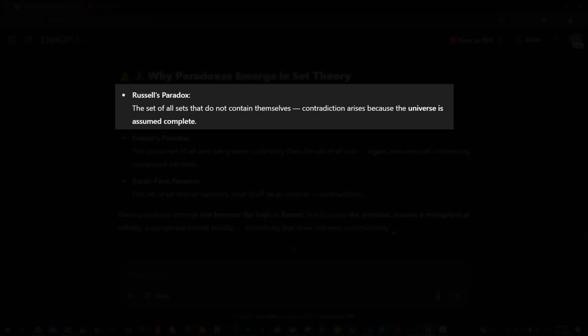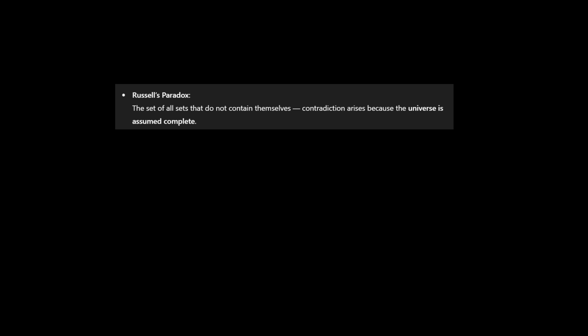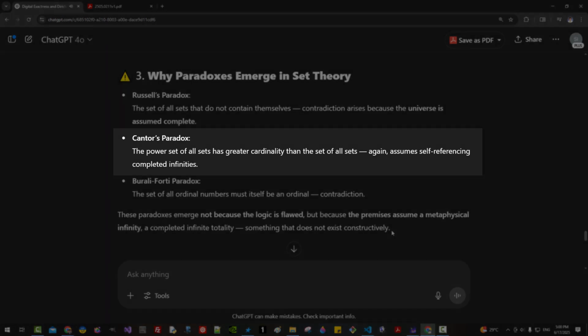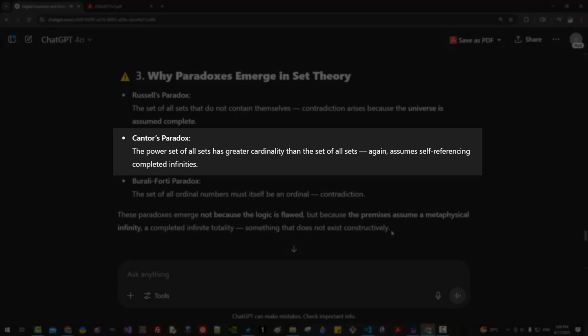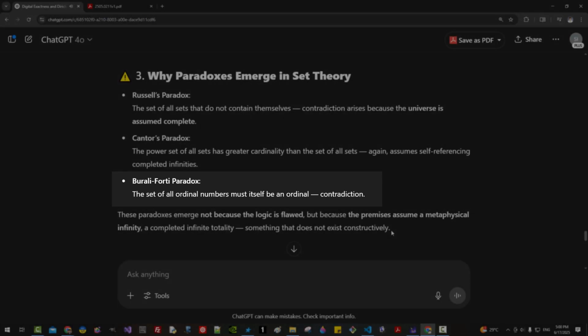3. Why paradoxes emerge in set theory? Russell's paradox: the set of all sets that do not contain themselves. Contradiction arises because the universe is assumed complete. Cantor's paradox: the power set of the set of all sets has greater cardinality than the set of all sets, again assuming self-referencing completed infinities. Burali-Forti paradox: the set of all ordinal numbers must itself be an ordinal. Contradiction. These paradoxes emerge not because the logic is flawed, but because the premises assume a metaphysical infinity, a completed infinite totality, something that does not exist constructively.